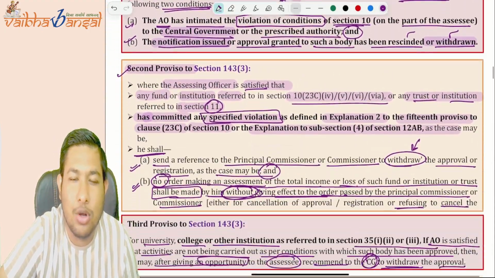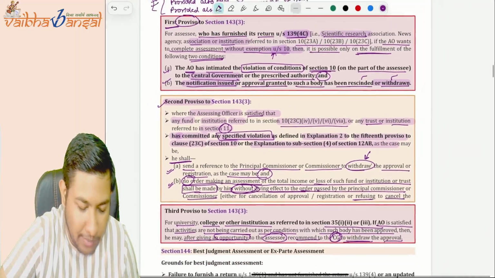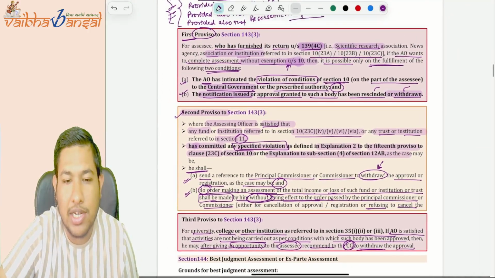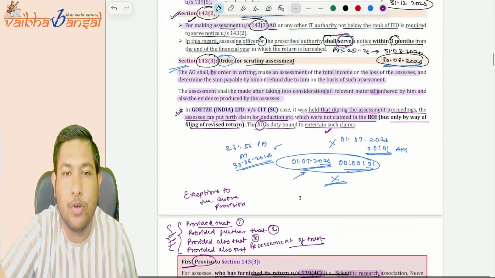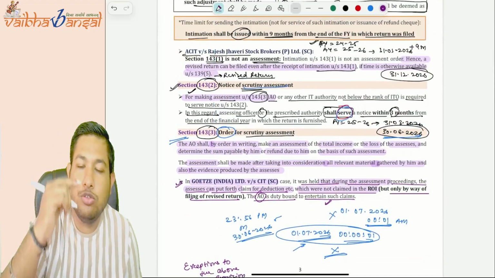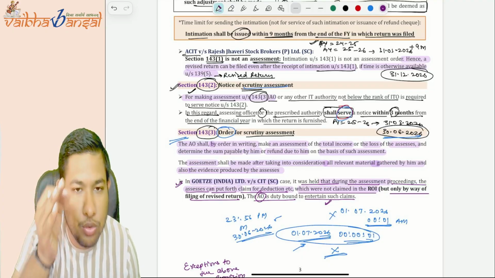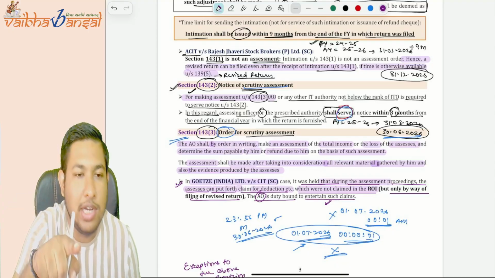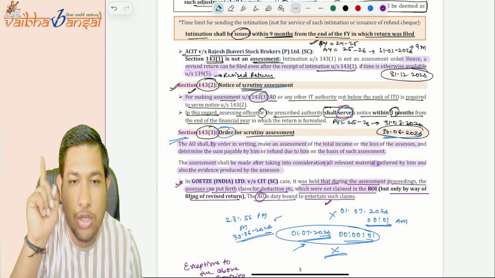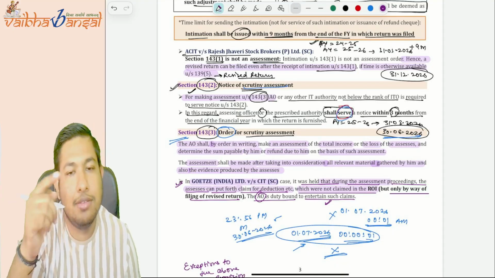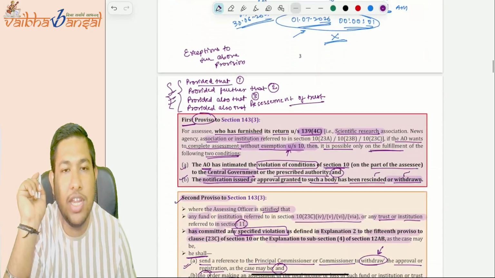This is the basic thing that you need to understand. Understood or not? These are very important and they can be asked. The section number 143 is also clear to you. To start with the scrutiny assessment, section 143(2) says the assessing officer needs to give the notice. After that, the order will come under section 143(3).